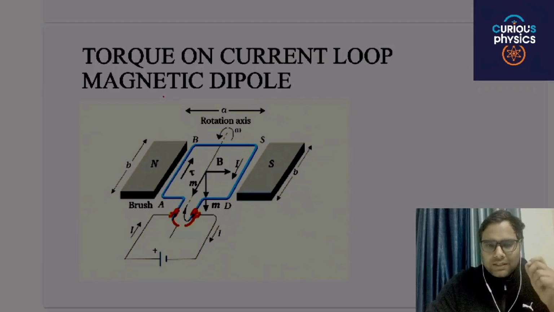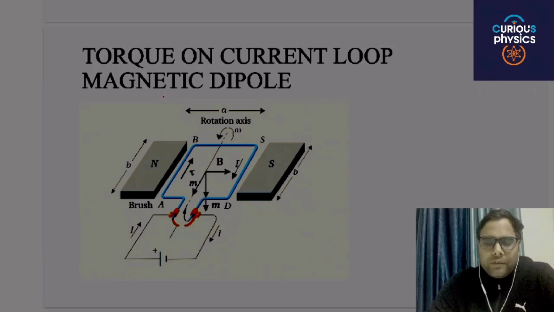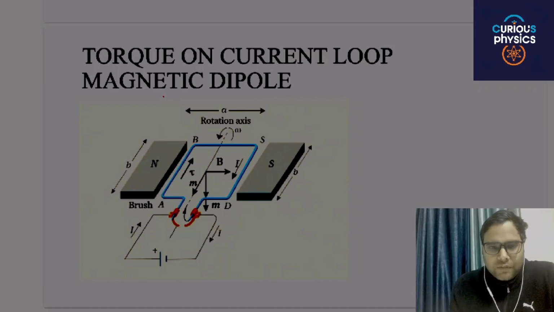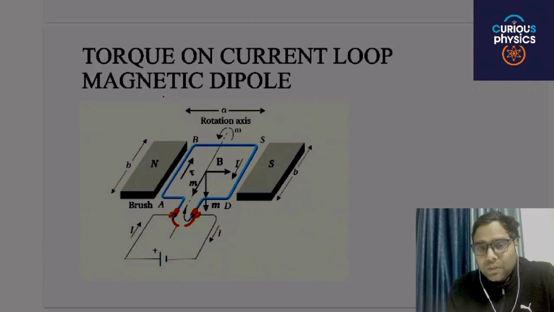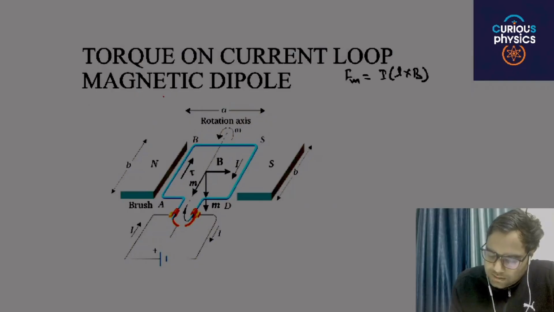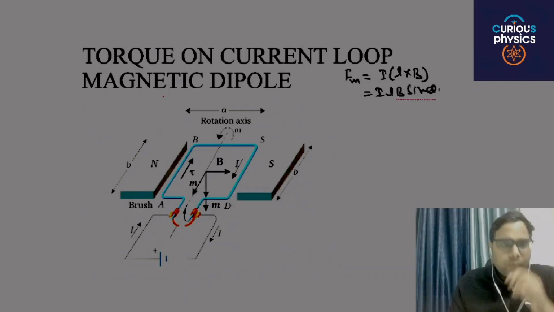But before starting this concept, I will remind you what we studied in the last concept. When a current carrying conductor is put in a magnetic field, it experiences a magnetic force, and the value of the magnetic force is I L cross B, or you can say I L B sine theta. Are you able to understand my point or not?